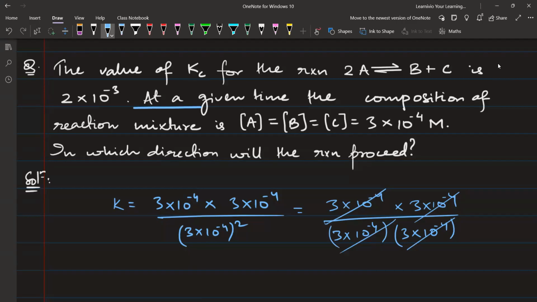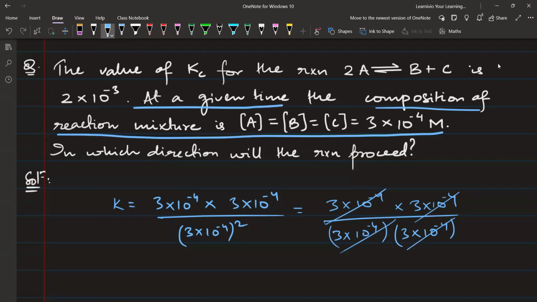At a given time, the composition of reaction mixture is itna. They never said that this concentration is equilibrium concentration. And when we define K, the concentration of A, the concentration of B, and all the species, reactants and products should be at equilibrium. Yes or no? Please tell me.